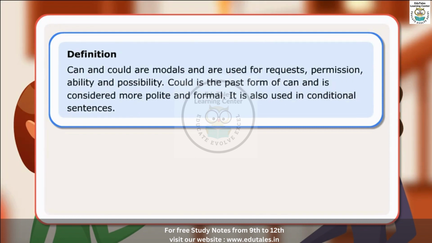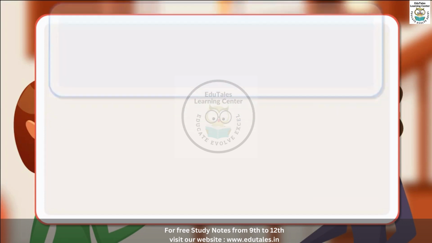Definition. Can and could are modals and are used for requests, permission, ability, and possibility. Could is past form of can and is considered more polite and formal. It is also used in conditional sentences. Let us look at a few sentences.